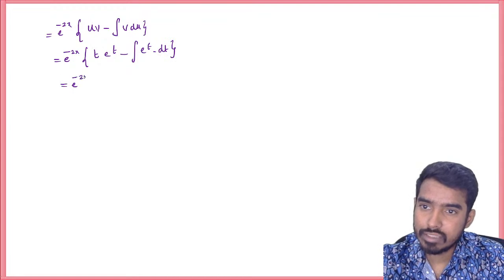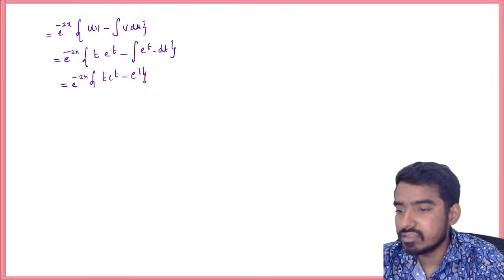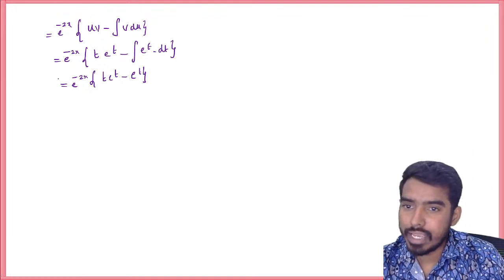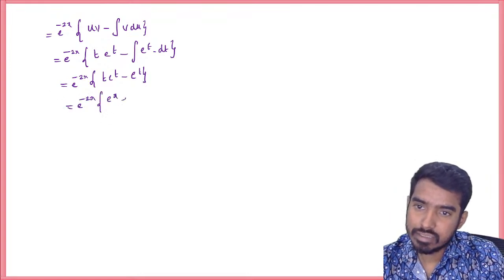Will be e power minus 2x, t e power t minus e power t. Now replace t to be equal to e power x. That will be the value of I2. So e power minus 2x, e power x e power x minus e power x, right?